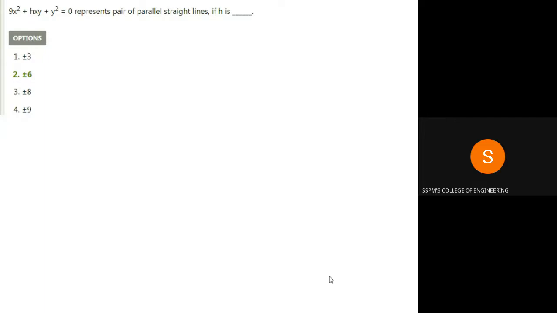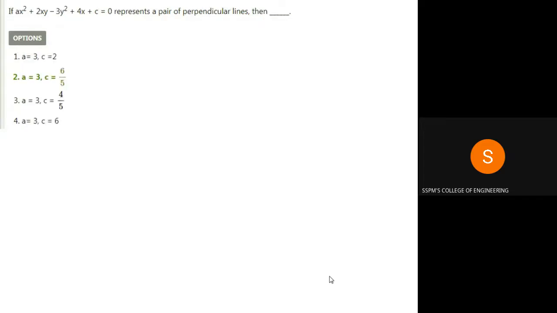Good afternoon, students. This was the last example we solved in the previous example. So we'll start with the next example now. The next example is ax square plus 2xy minus 3y square plus 4x plus c represents a pair of perpendicular lines, and we have to find the values of a and c. A similar example we have already solved. We should know the condition for perpendicular lines.